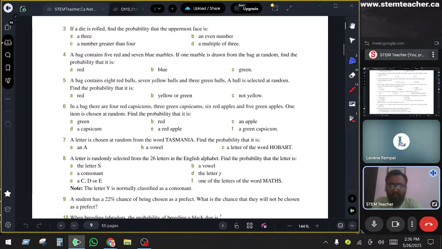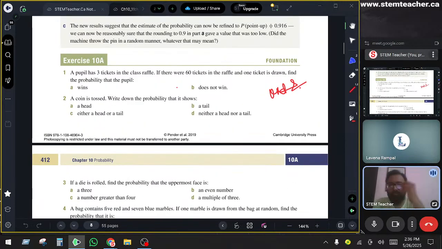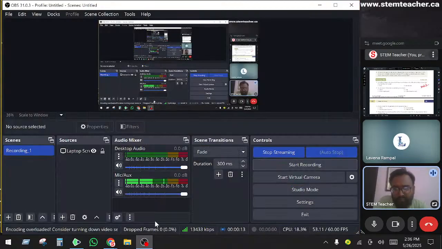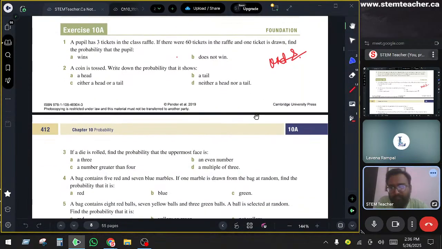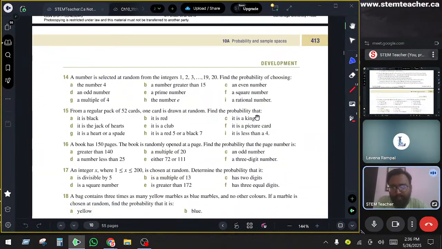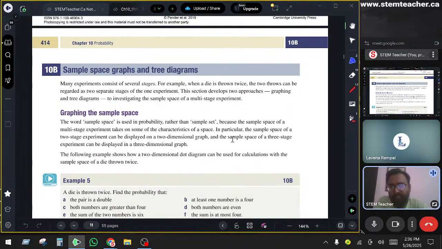They are the 10A. Please try to do. I already solved. The material has been typed in my notes. So the live has been started. Okay, let's go to 10B part, section 10B.